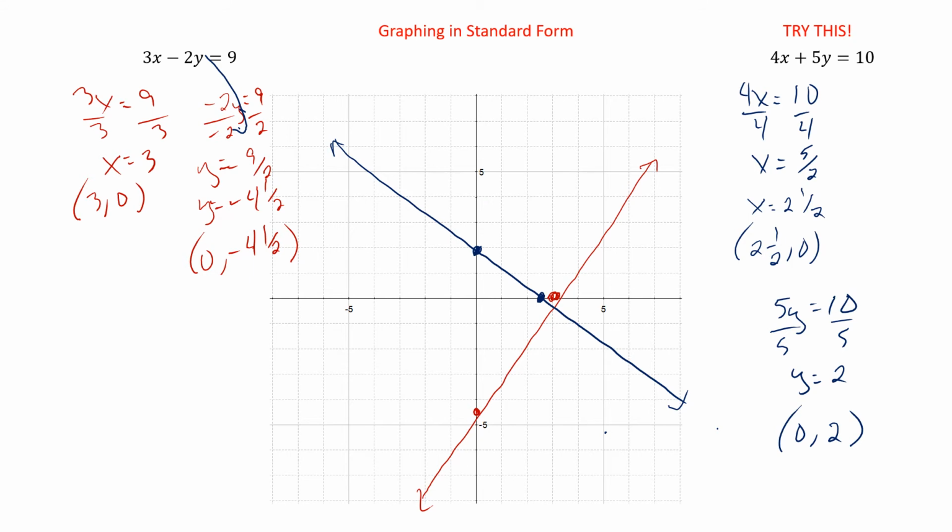So we have that line. Is that what you got for that one? If not, do you see where you made a mistake? All right, so more graphing in standard form.